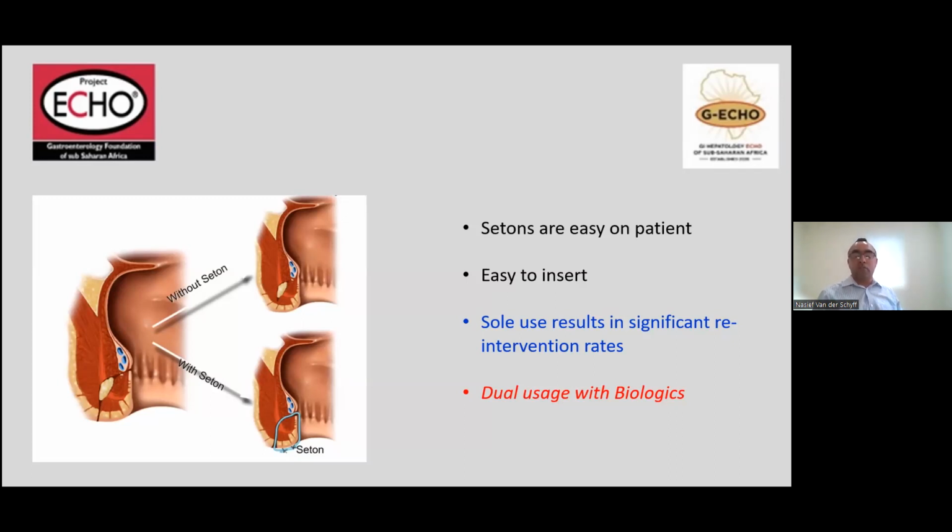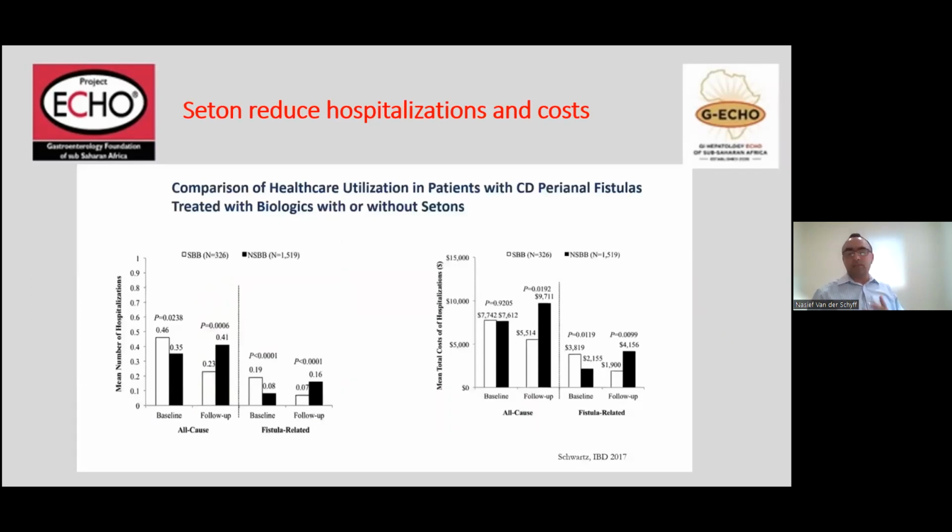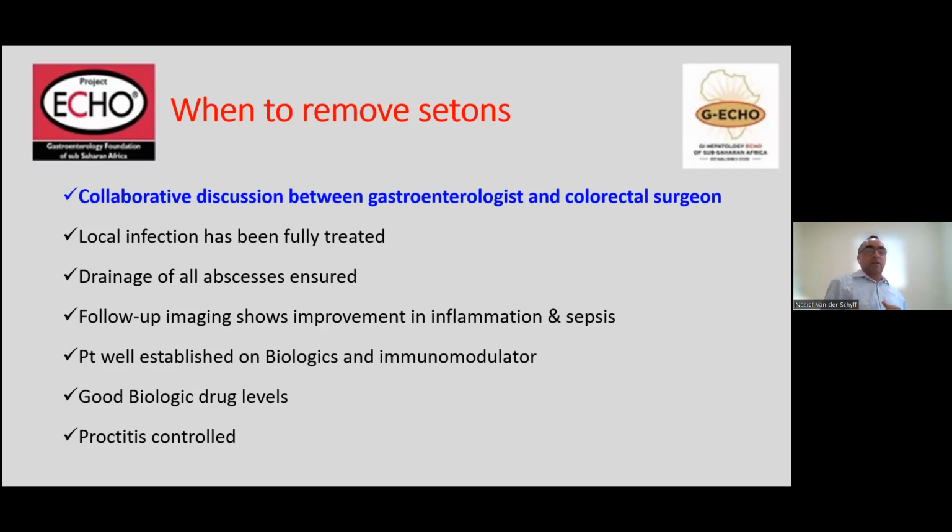early initiation of biologics. This study, published in 2017 by David Schwartz, who's one of the pioneers in the field of perianal Crohn's disease, demonstrated the impact of seton placement in reducing the number of hospitalizations and associated cost. As you can see here, SBP stands for seton before biologic. And we can see that once the seton was in place, with correct use of antibiotics and early use of a biologic treatment, patients did better than if they never had a seton placed.